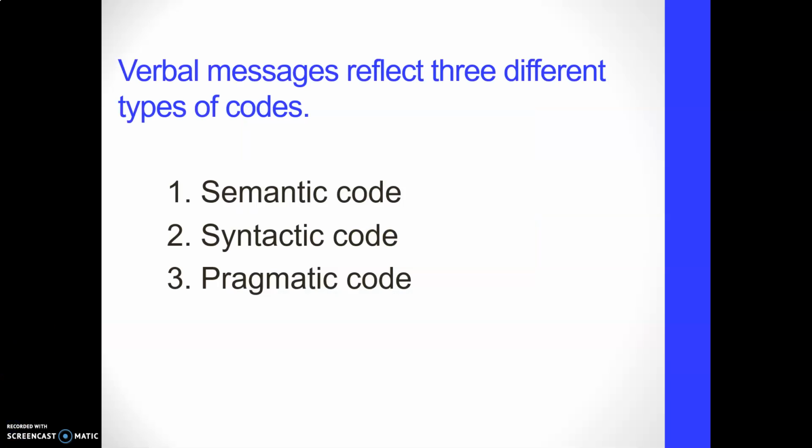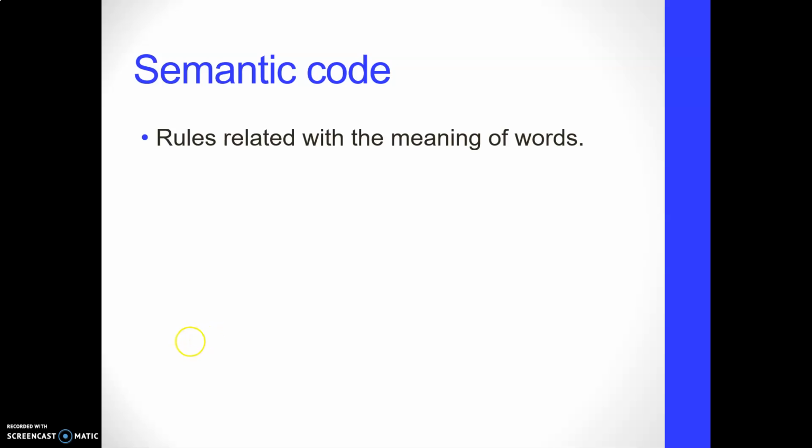Now, when we talk about language, usually we refer to 3 areas of study, or 3 aspects of systematic rules or principles we use to organize and structure our language. These 3 areas of code are semantic code, syntactic code, and pragmatic code. Okay, so let's first take a look at semantic code. By definition, semantic code refers to all the rules related with the meaning of words.